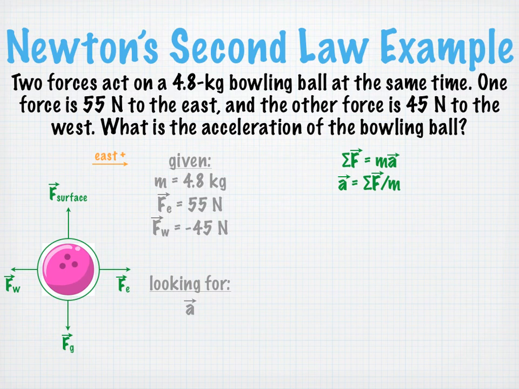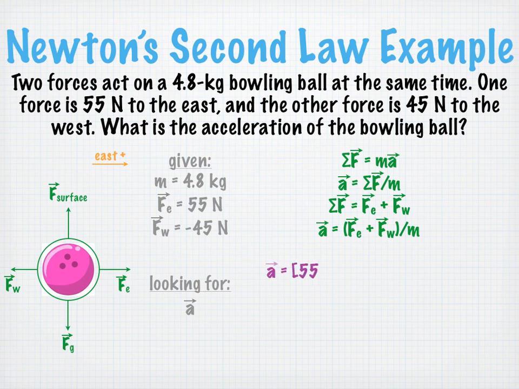Next, we need an expression for sigma F. Sigma F, the net force, is the summation of all the forces acting on the bowling ball. Since we know the vertical forces cancel each other out and we're only concerned with the horizontal forces, we'll say that sigma F equals Fe plus Fw. Now we can plug this expression into our equation for acceleration. And now all of our knowns and our unknown are written out explicitly in this equation. Now we can plug in the values that we know.